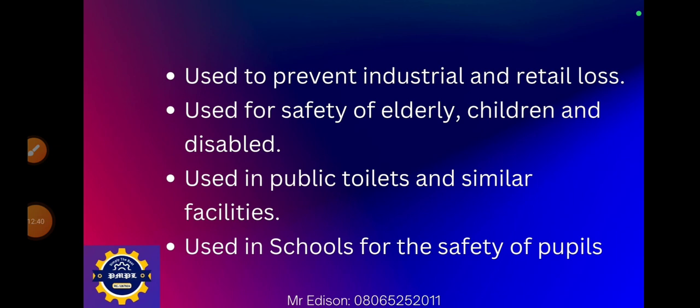CCTV is used in public toilets and similar facilities. Public toilets have been known to be number one in mysterious deaths. You see people tracking someone, they follow him to the toilet, butcher or kill him there, and disappear into thin air. Now, CCTV is installed in public toilets and similar facilities, and in garages, to make sure that the activities of these criminals are brought to the barest minimum.